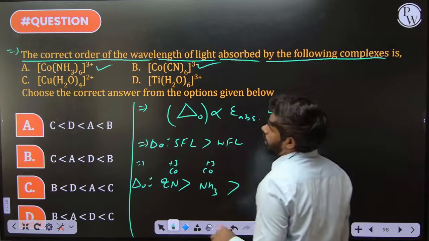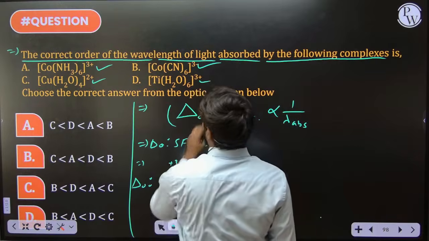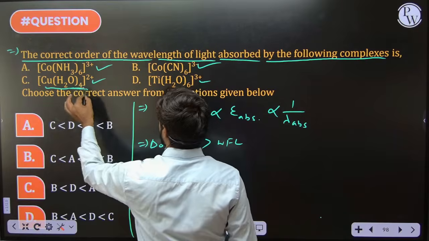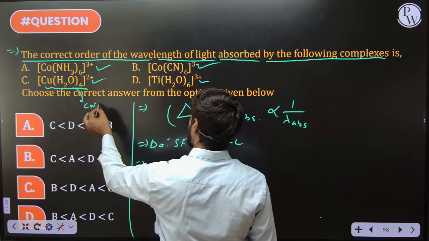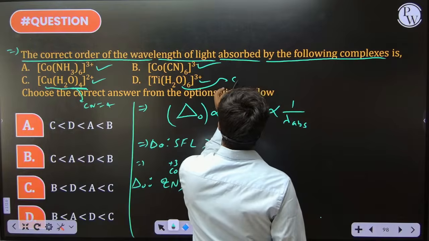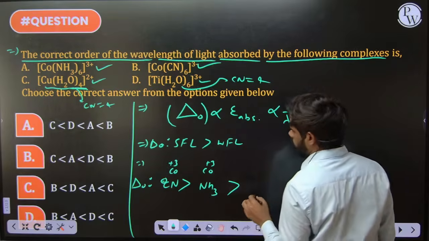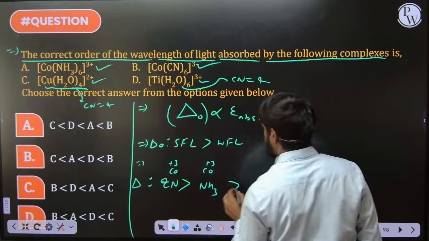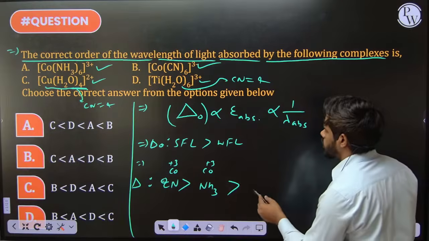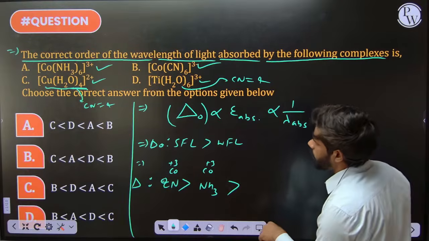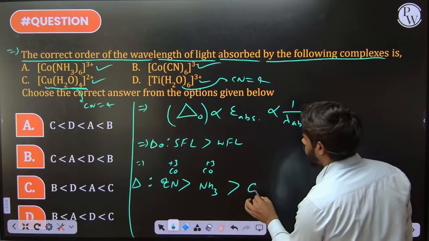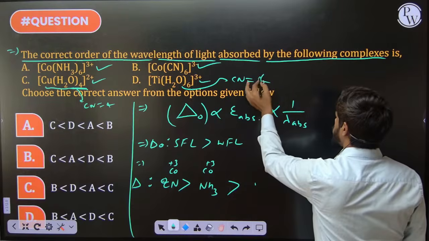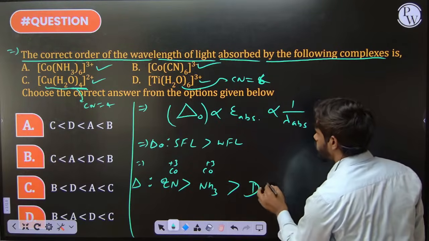Then for the tetrahedral complex, the coordination number is 4, and here the coordination number is 6. So the splitting will be more for the octahedral. Octahedral splitting will be more. So I can remove this, since it is about the splitting of any complex. For C, the splitting is more for the complex with coordination number 6, as given. So for D, the splitting will be more than C.